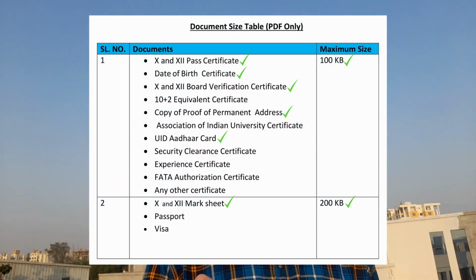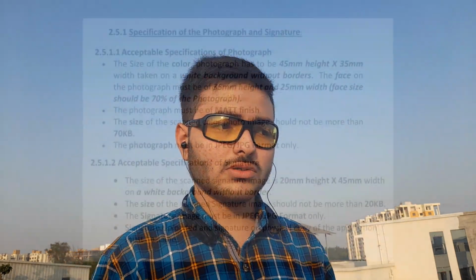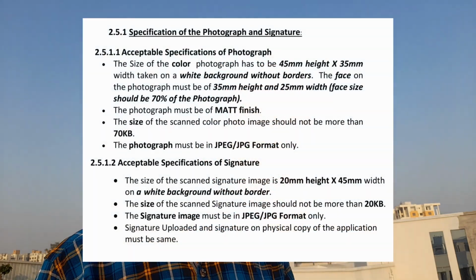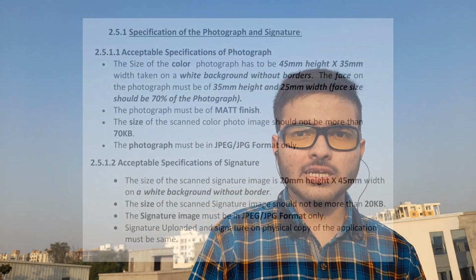So if it says 100 KB, it should be 100 KB. If it says 200 KB, it is 200 KB. It should be below the limits. Alright. And the limit for the photograph is 70 KB and the limit for the signature is 20 KB. Now all the documents except the photograph and signature should be in PDF form, and the photograph and signature can either be in JPEG or JPG format.